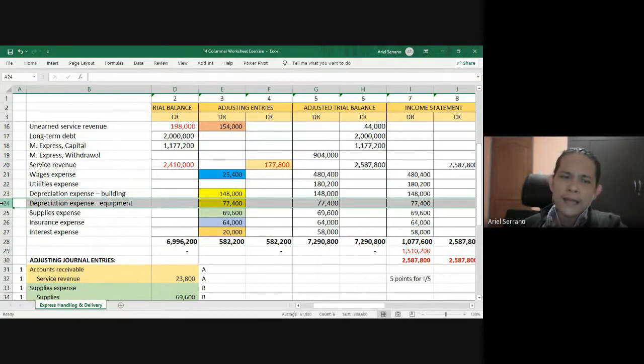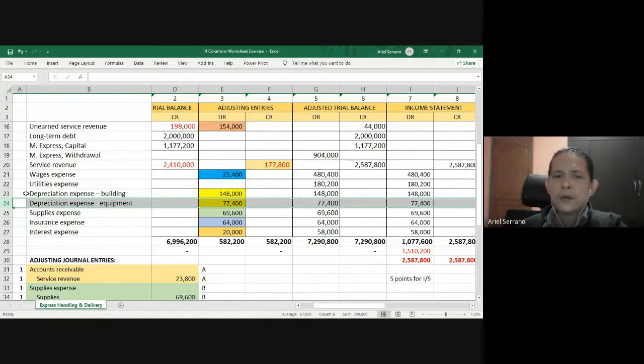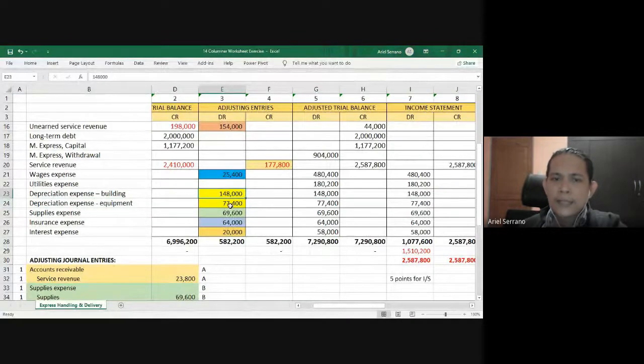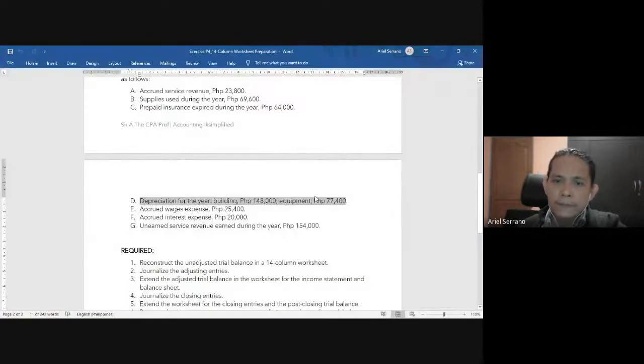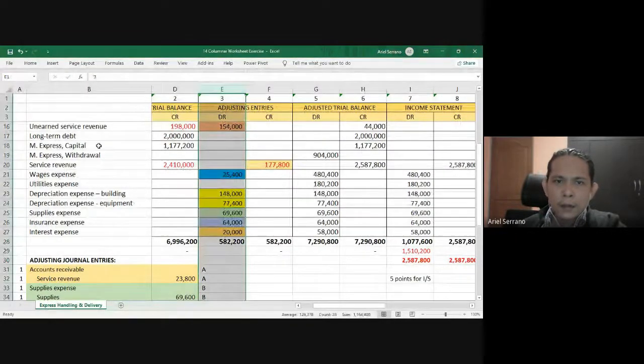Normally, if we have a lot of fixed asset accounts, or property, plant, and equipment, long-term assets, we have to identify depreciation expense for what. The first one is for the building. The second one is for the equipment. So we just have to pick up the amounts, 148,000 for the building and 77,400 for the equipment. Debit. That is why they are in the debit column.